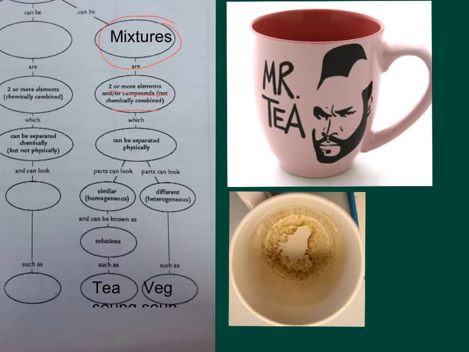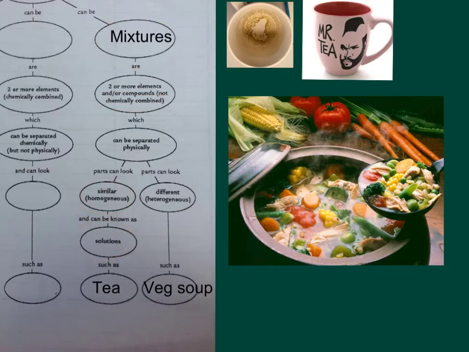The parts can look similar, homogeneous, and those are known as solutions. An example of that is tea. When you're drinking tea, it's a solution and there are things dissolved in there, but once all the water is gone, you're left with this residue in the cup. So you've essentially separated the tea from the water in that mixture. We said before that the tea was a homogeneous mixture because it looked the same throughout.